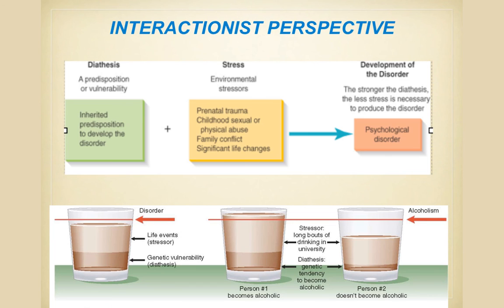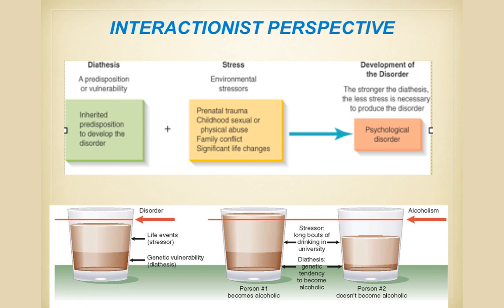If you look at the two glasses, you have person one. This person becomes an alcoholic, whereas person two doesn't. You notice that the one big difference isn't so much the stressor, which appears to be relatively the same for both, but that one has more genetic tendency to become alcoholic than the other. So even though they have the same amount of stress in their life, the predisposition of the one increases the likelihood that they become alcoholic, whereas the other does not.